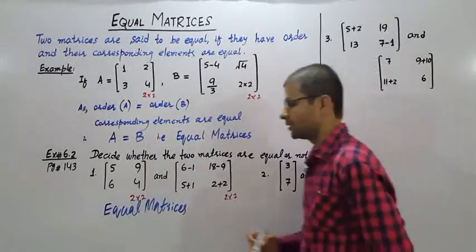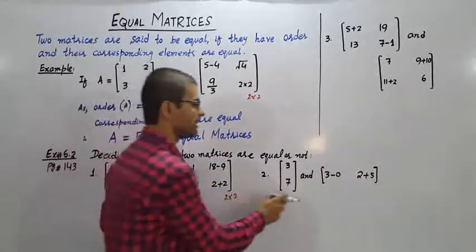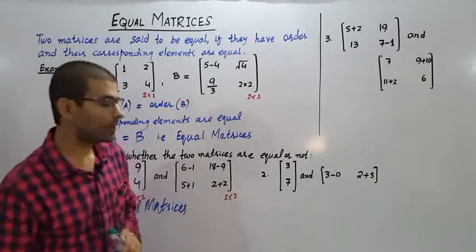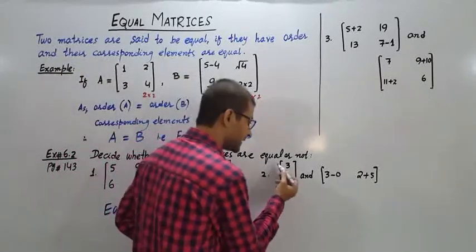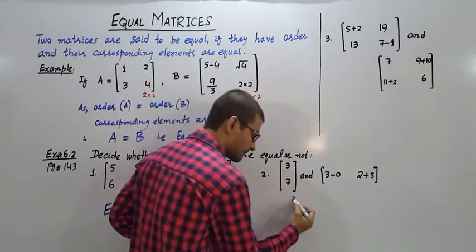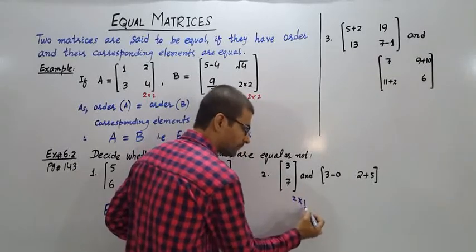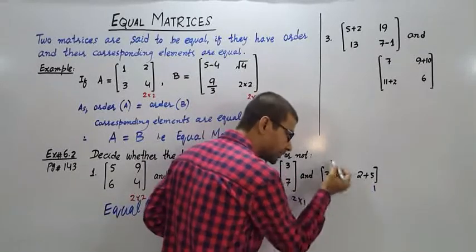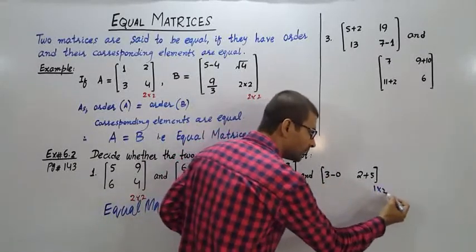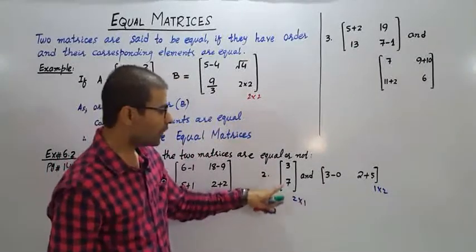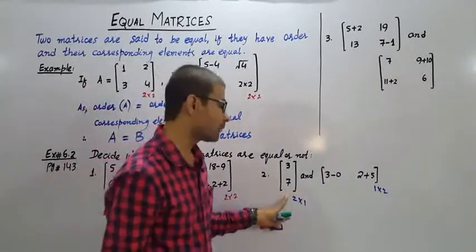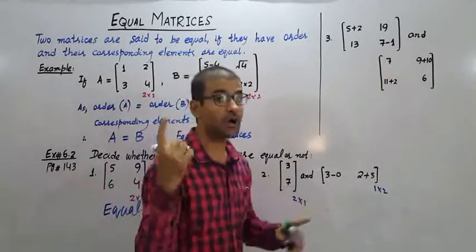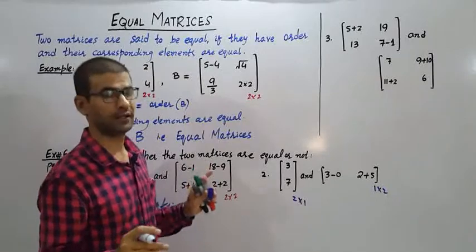In the next question, question number 2, we have two matrices. Are they equal or not? First observe their order. The order of the first matrix: it contains 2 rows and 1 column. Now observe the order of the second matrix. It has 1 row and 2 columns. The order of the first matrix is 2 by 1 and the order of the second matrix is 1 by 2. The orders of both the matrices are not the same, so they are not equal.